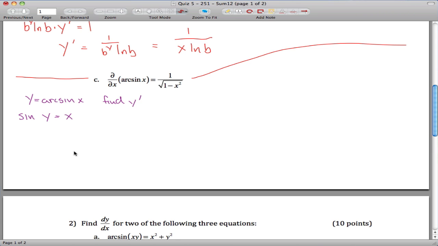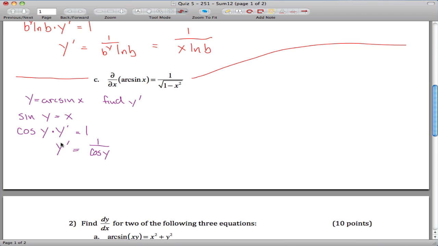The advantage now is we know the derivative of sine of y. Derivative of sine of x is cosine of x. So the derivative of sine of y is cosine of y times y prime. That's the chain rule in there. Derivative of x is just 1. So we get y prime is equal to 1 over cosine of y. Which is correct. That is the derivative, but it's not the form we want to show it in.